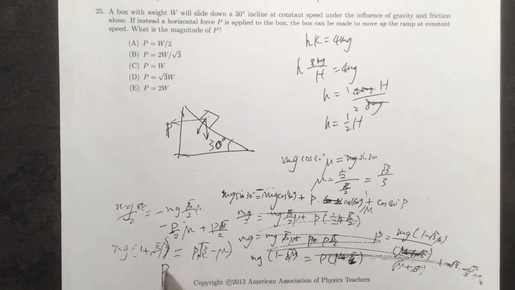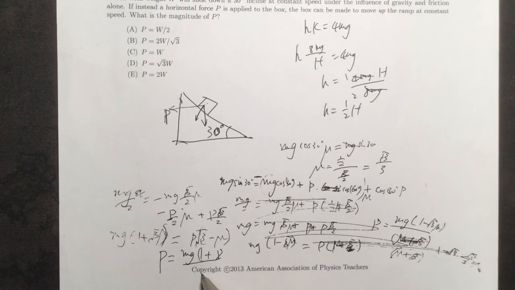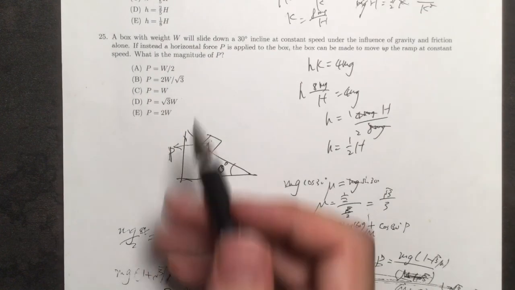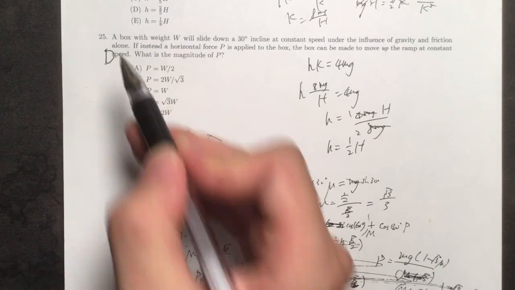So P is equal to mg times 1 plus 1 divided by square root of 3 minus square root of 3 over 3, which is equal to 3 times square root of 3 minus 3, which is equal to 2 times square root of 3 over 3. And this is mg times 2. The 2 cancels out. So mg times 3 divided by square root of 3, which is square root of 3 times mg. That is square root of 3 times the weight W. W is right here, and 3 times square root of 3 is D. So D should be the answer.